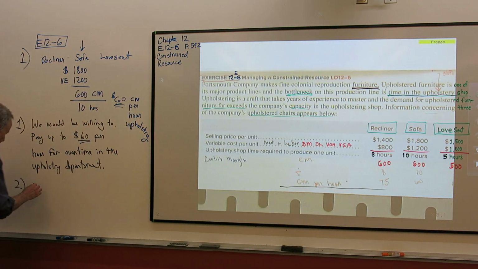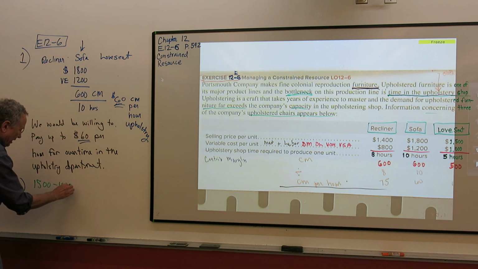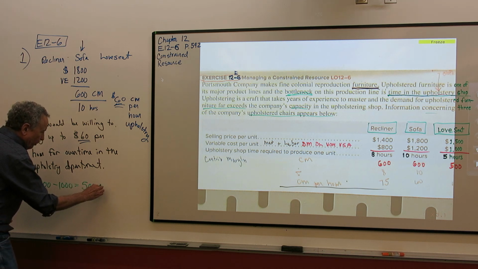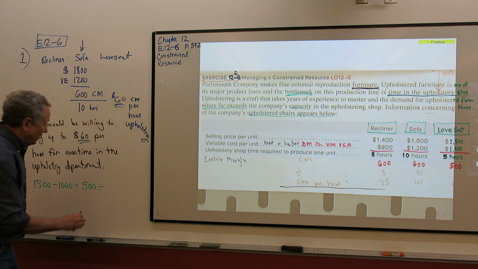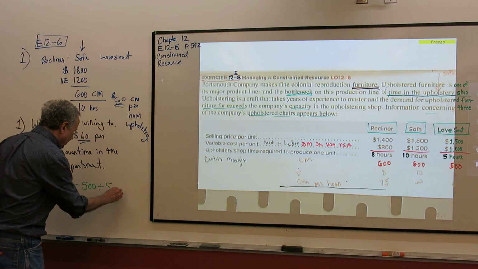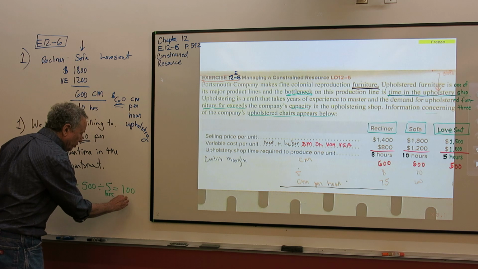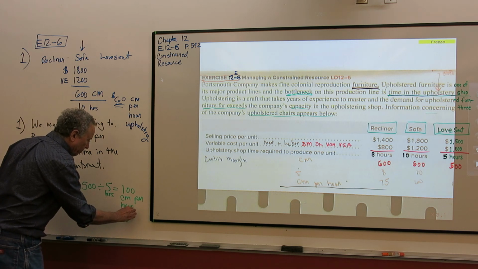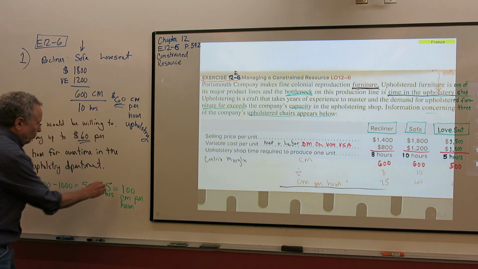We know that the love seat, we sell it for $1,500. We spend $1,000 to make it, ignoring fixed costs. So that's $500. If we divide that by the hours, it takes 5 hours to make it. So that gives us $100 in contribution margin per hour of upholstery time. So that's what we make.